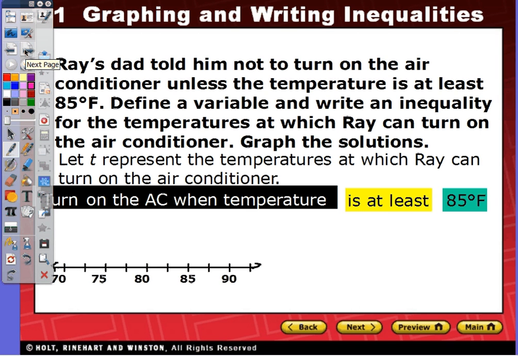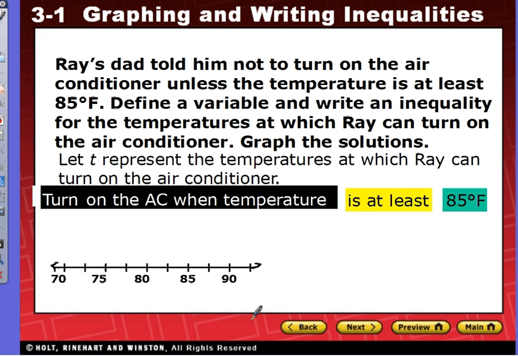So one last little word problem here, just follow along. You don't need to write it down. Ray's dad told him not to turn on the air conditioner unless the temperature is at least 85 degrees Fahrenheit. Define a variable and write an inequality for the temperatures at which Ray can turn on the air conditioner. So defining the variable is deciding what letter we're going to use, and it's already written down here for us. We're going to use T to represent the temperature, and we're looking for it to be at least 85 degrees. That means the temperature needs to be 85 or bigger. So T is greater than or equal to 85. Graphing it, solid dot, and arrow pointing toward temperatures greater than 85.